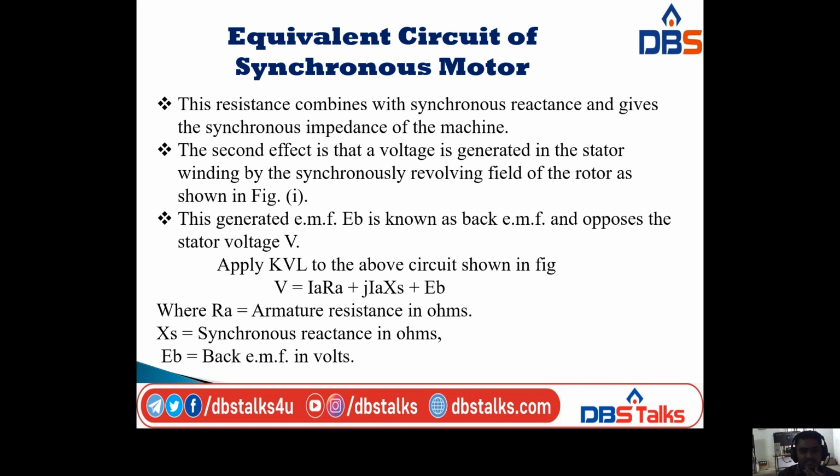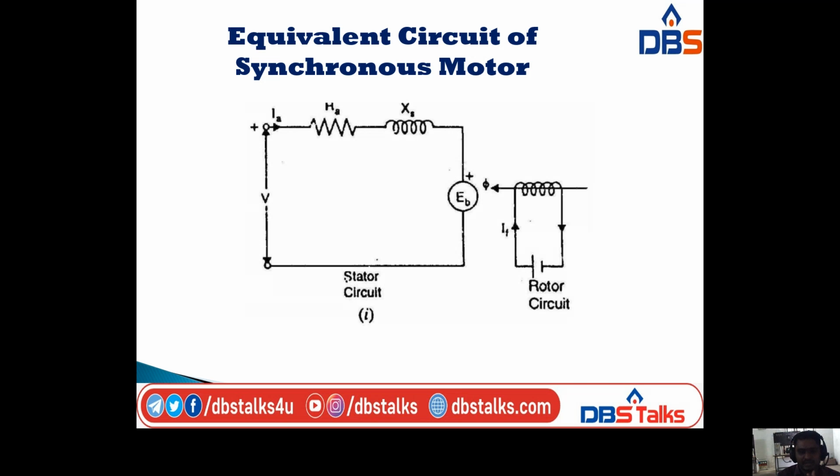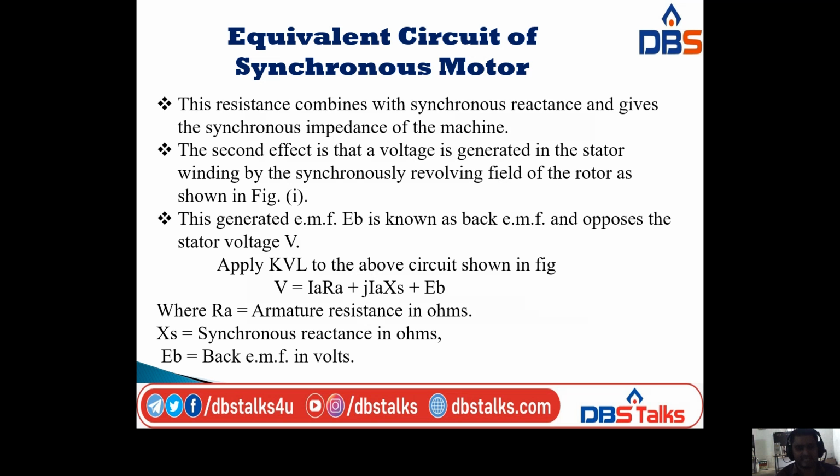The second effect is that a voltage is generated in the stator winding by the synchronously revolving field of the rotor, as shown in the figure. On the right side of this diagram we have the rotor circuit. The rotor is cut by a magnetic flux phi, and we have field current If. So the second effect is that a voltage is generated in the stator winding by the synchronously revolving field of the rotor.